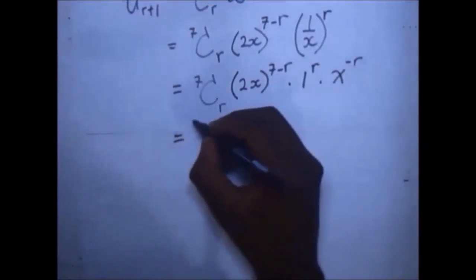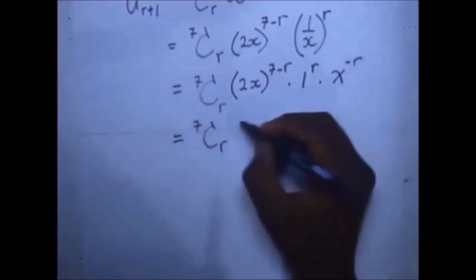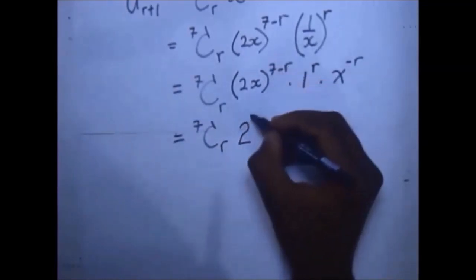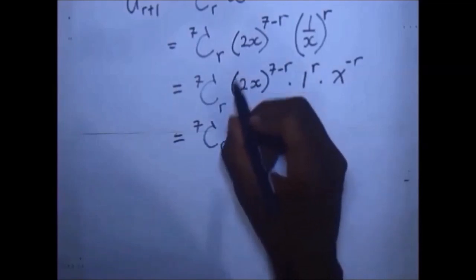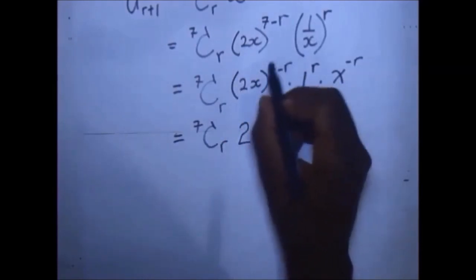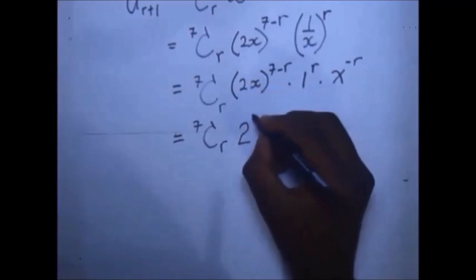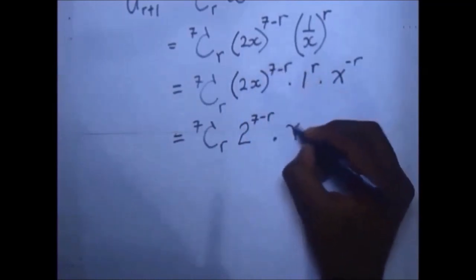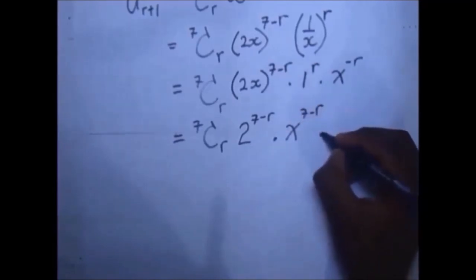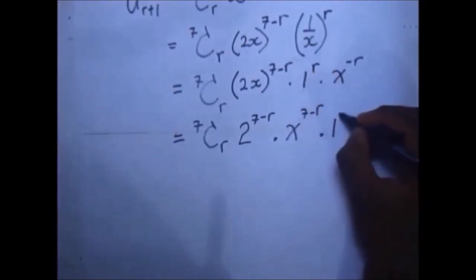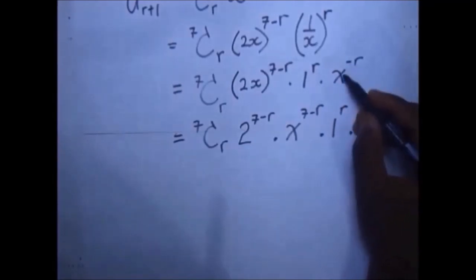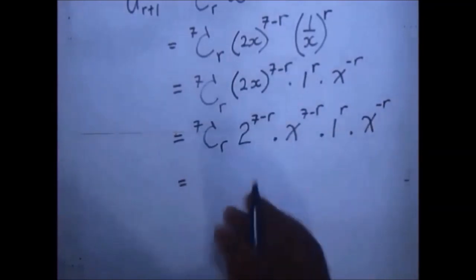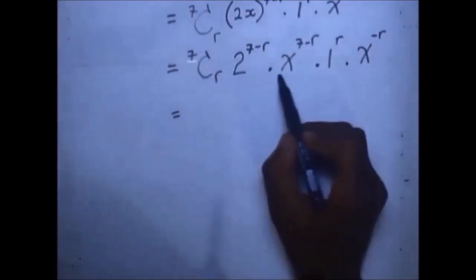Let's continue simplifying. This is going to become 7 combination R times 2 to the power 7 minus R, as in this is 2 times x, all to the power that. So it's the same as saying 2 to the power 7 minus R times x to the power 7 minus R, times 1 to the power R times x to the power negative R. So we group up all the values of x together and the rest together.